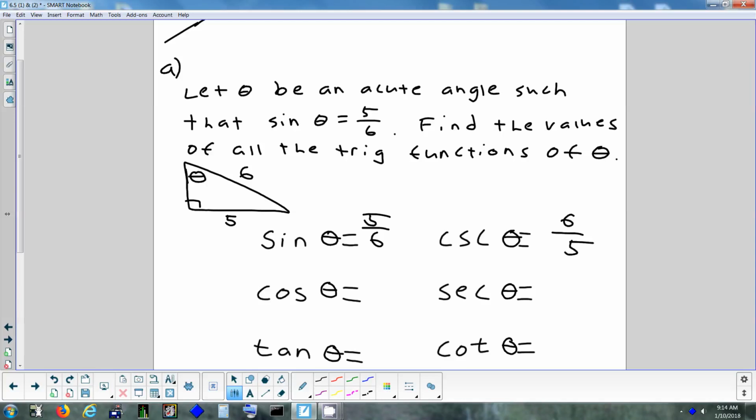So Rebecca, how would I get the adjacent side here? Use the Pythagorean theorem. And can you set up the Pythagorean theorem? You could call this A if you want. A squared plus 5 squared equals 6 squared. So we're going to get A squared equals 36 minus 25. So A squared equals 11.